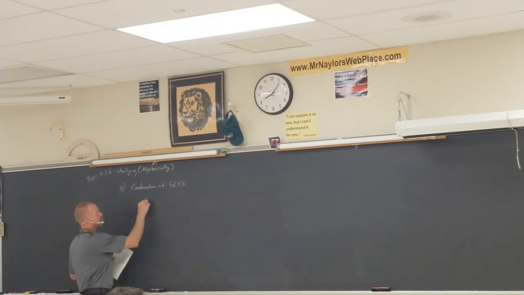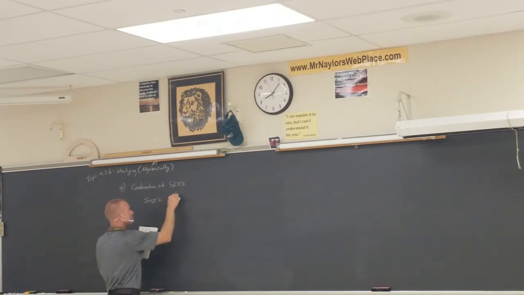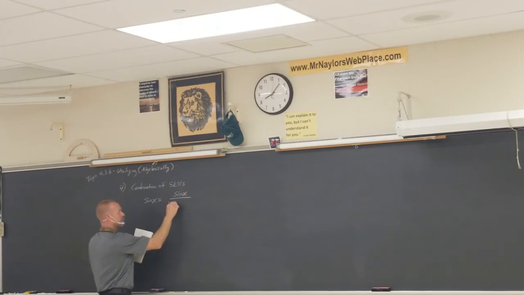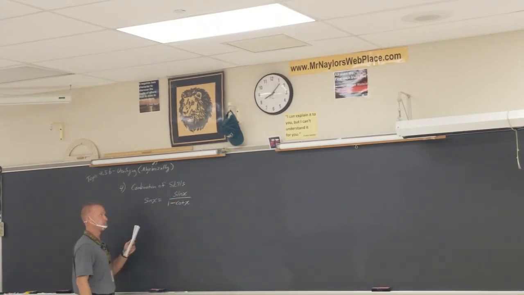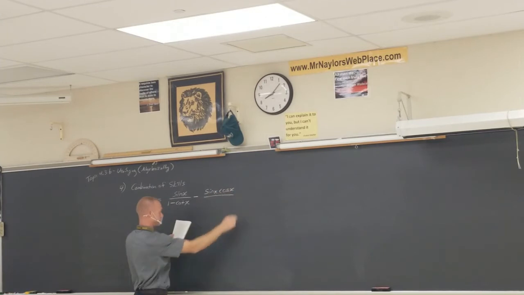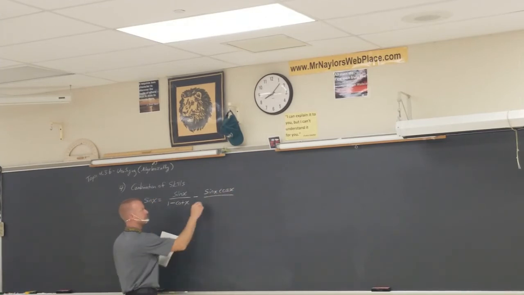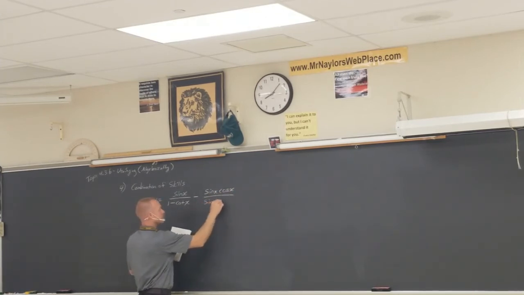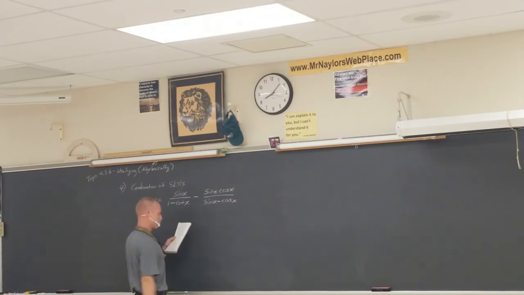So it's going to be the sine of x equaling the sine of x over 1 minus cotangent of x minus sine times cosine all over sine minus cosine.